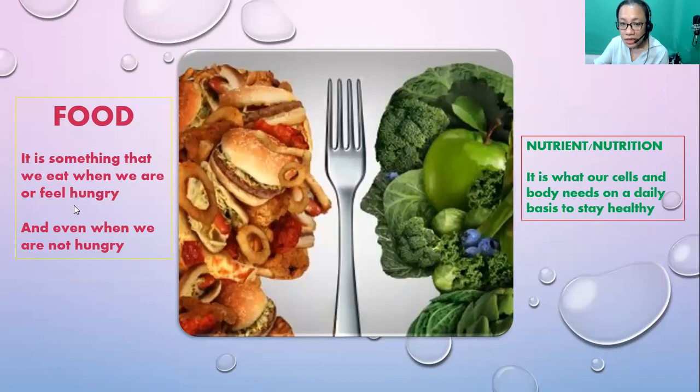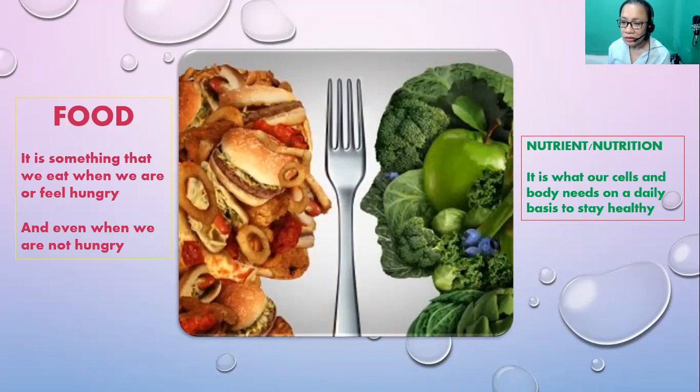Okay, food is something that we eat when we are hungry or when we feel hungry. And even if we are not hungry, we also eat food. Tama po ba? So this is an example of the different types of food in the modern times. On the other hand, nutrient or nutrition is something that we take or something that our cells need for as an essential component to stay healthy. So nutrient. Also, food needs energy for digestion, while nutrients are easily metabolized by the cells.